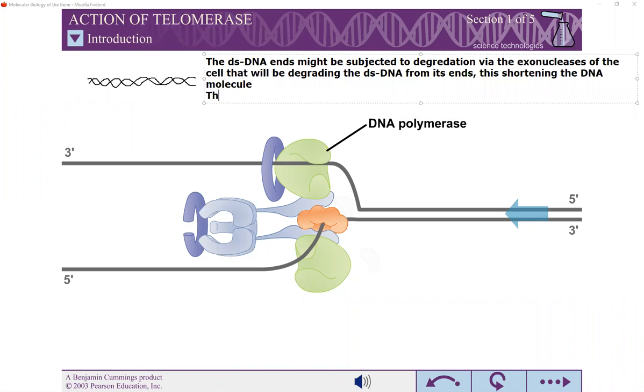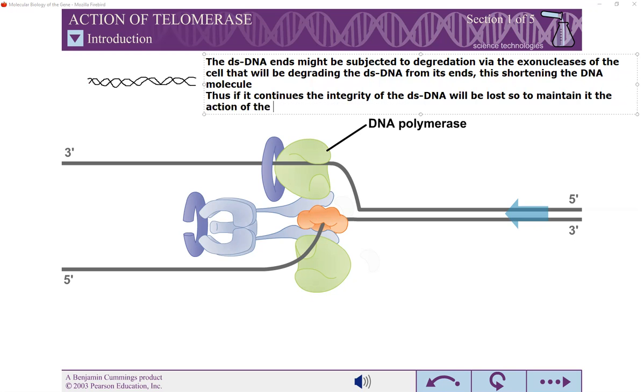Thus, if it continues, the integrity of the dsDNA will be lost. So to maintain it, the action of the telomerase is of significant importance. Now, what is the importance of the telomerase enzyme?